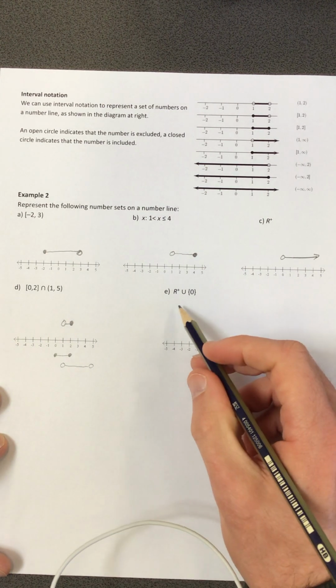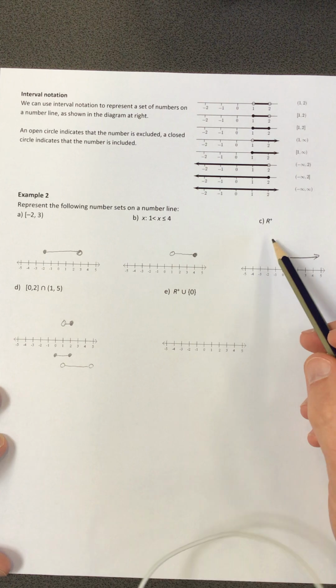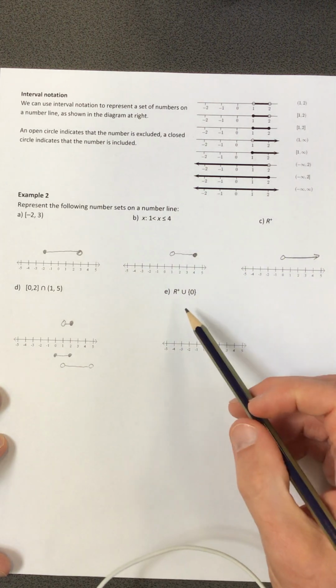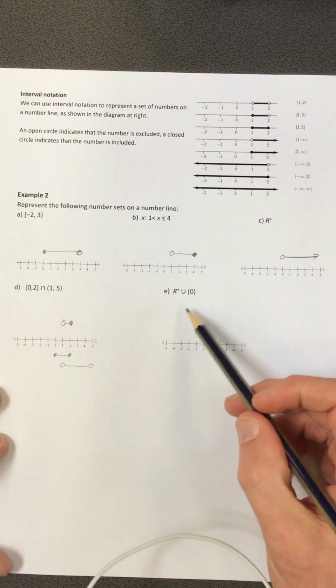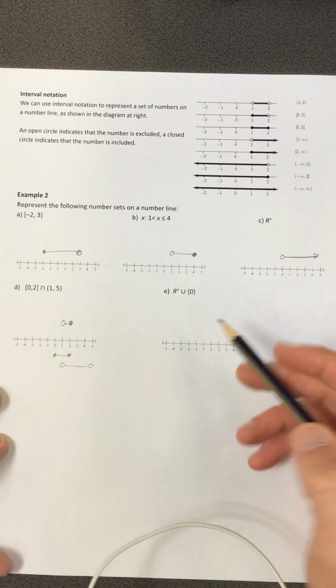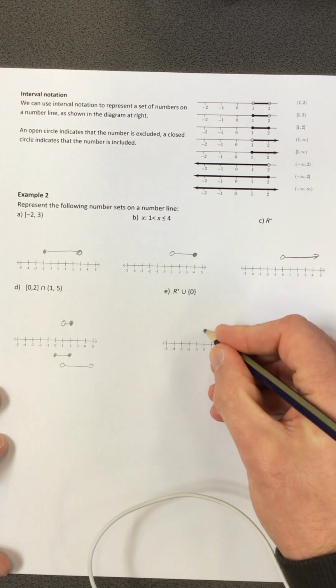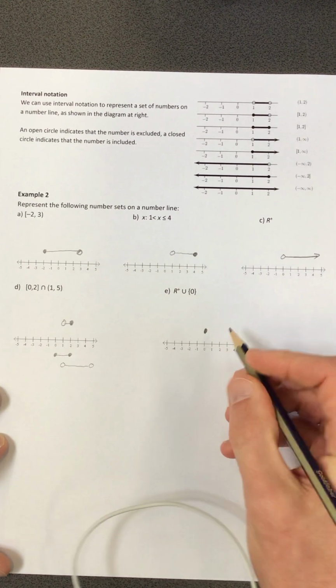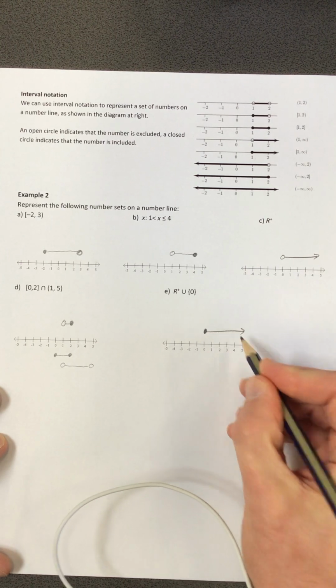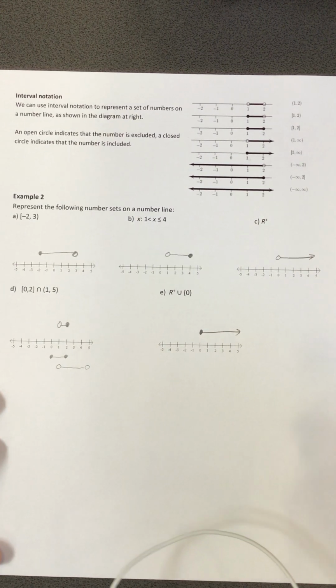And finally, R plus union 0. I guess this is a good one to compare to example C. It's almost identical, but this one now will include 0 because this is saying all positive real numbers or 0. So a closed circle above 0, and then a line saying those numbers will go up and up to positive infinity.